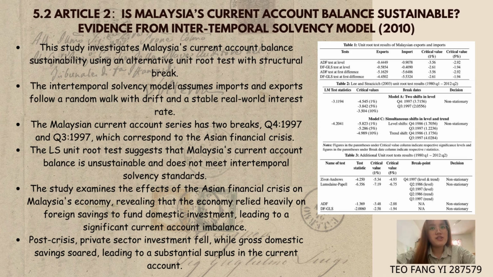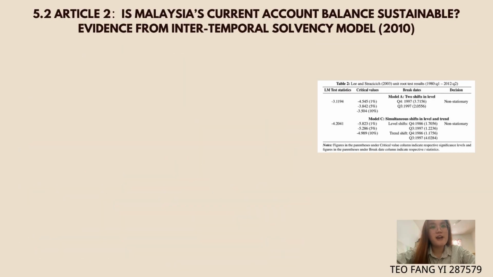The LS unit root test suggests that the Malaysia current account balance is unsustainable and does not meet the intertemporal solvency standards. This study examines the effect of the Asian financial crisis on the Malaysian economy, revealing the economy relied heavily on foreign saving to fund domestic investment, leading to a significant current account imbalance. Post-crisis, private sector investment fell, while gross domestic savings soared, leading to a substantial surplus in the current account.